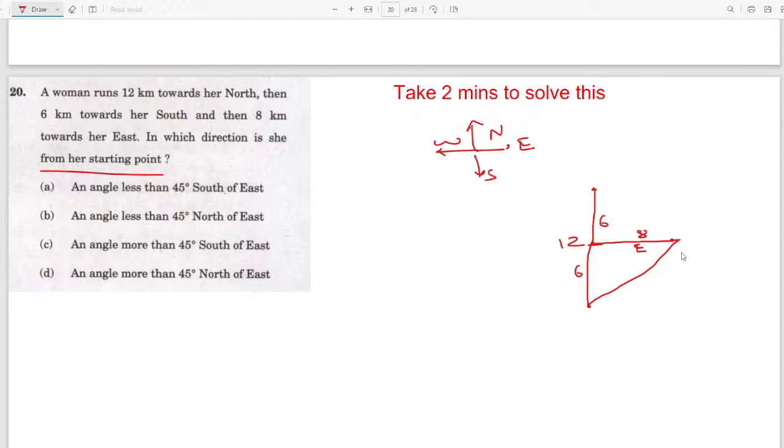This is northeast direction, but there are two northeasts here: an angle less than 45 degrees, and an angle more than 45 degrees. And how to find this out? Whether this x degree is greater than 45 or not. This horizontal direction is 8 and this is 6. And I have to find out whether x is greater than 45 or less than 45. So this is 8. And if this side is also 8.